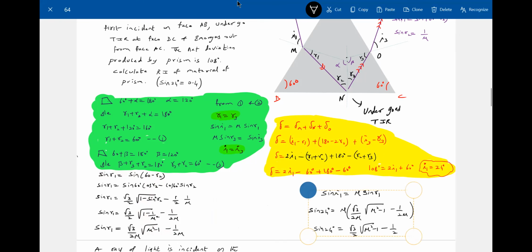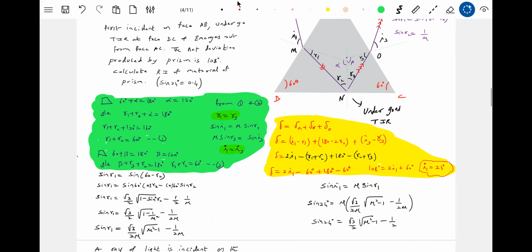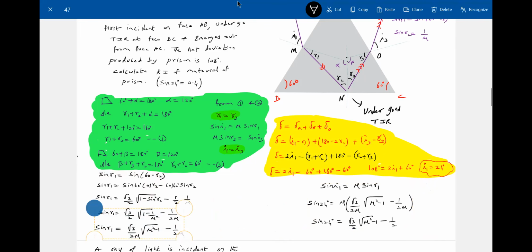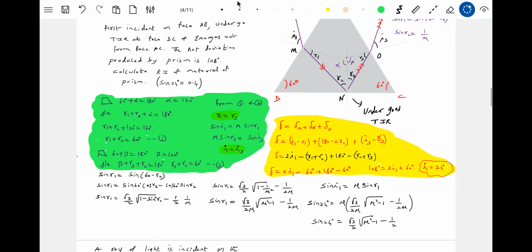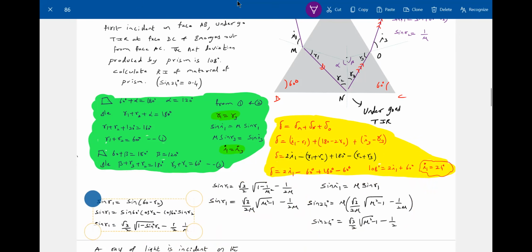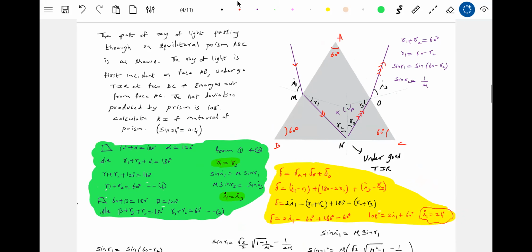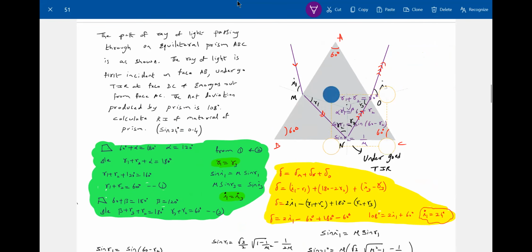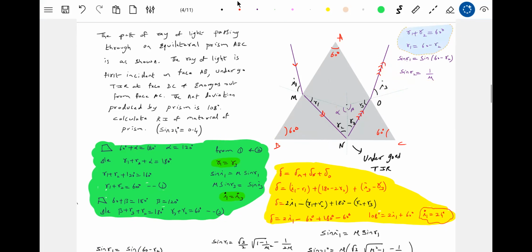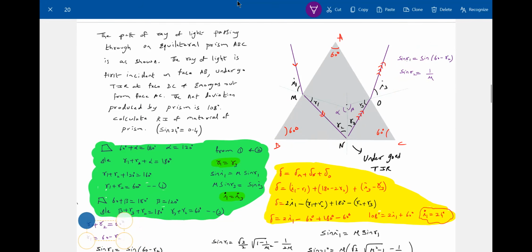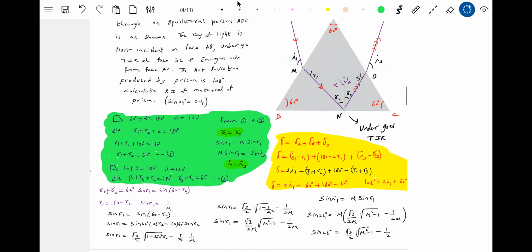Hope I'll bring all the things. You will not get confused at least. I have very less space on the screen, that's why. Yeah, you have everything at one place.